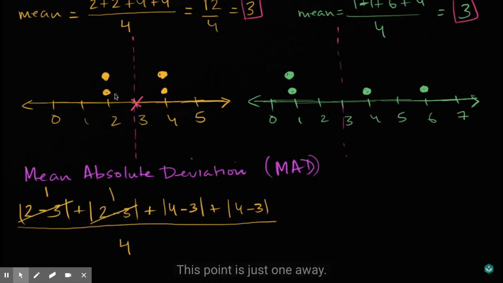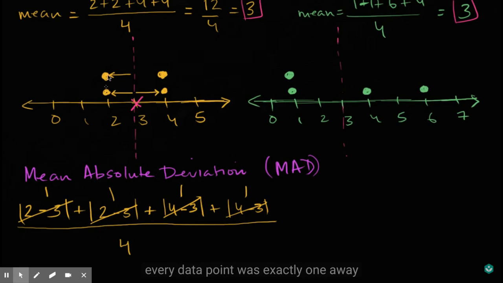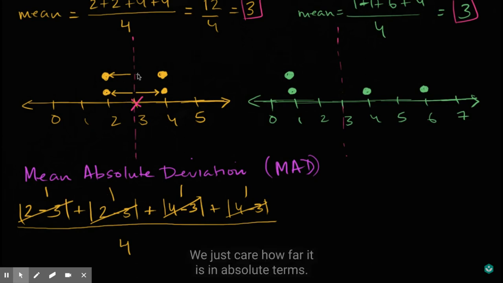And you see that here visually. This point is just 1 away from 3. This point is just 1 away from 3. 4 minus 3 is 1. Absolute value of that is 1. This point is just 1 away from 3. 4 minus 3, absolute value, that's another 1. So you see in this case, every data point was exactly 1 away from the mean. And we took the absolute value so that we don't have negative ones here. We just care how far it is in absolute terms.